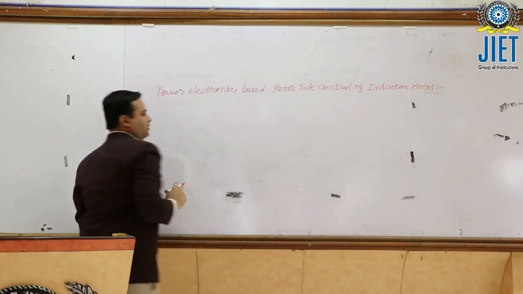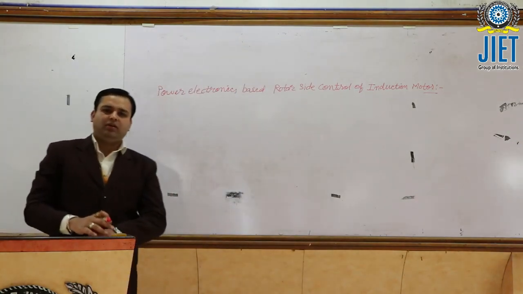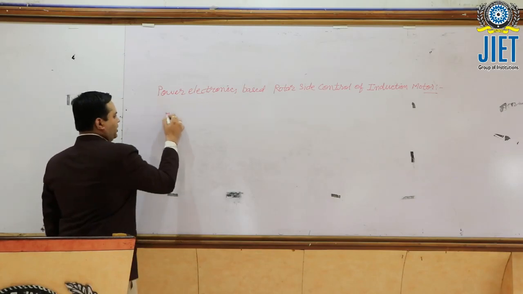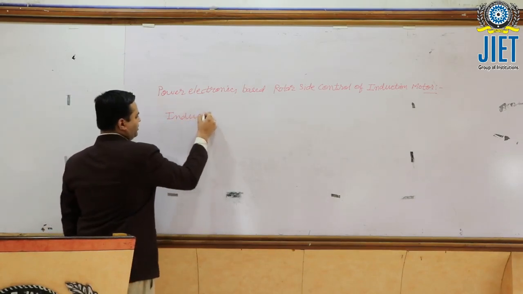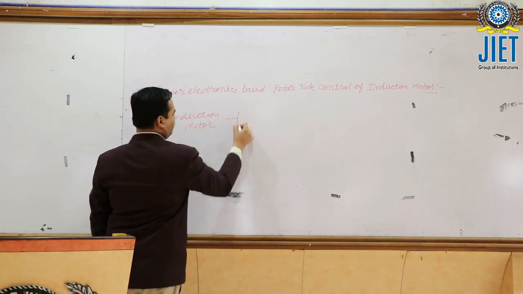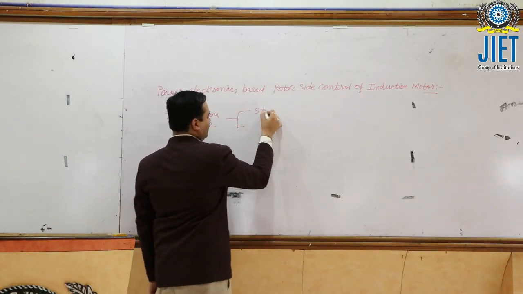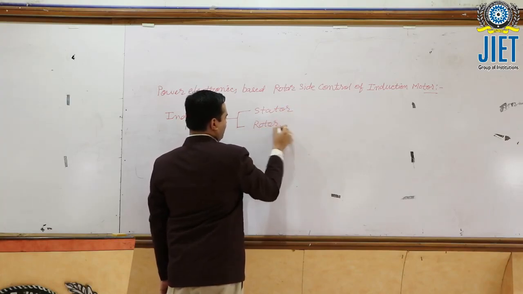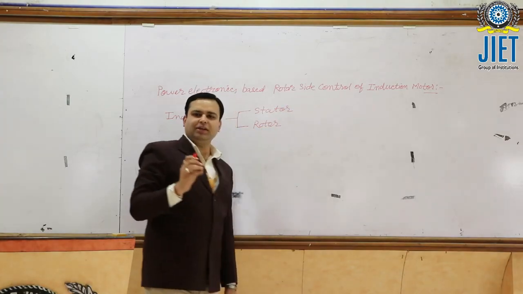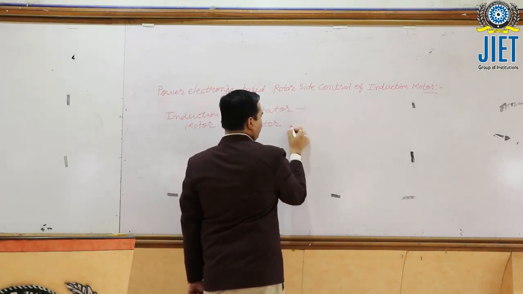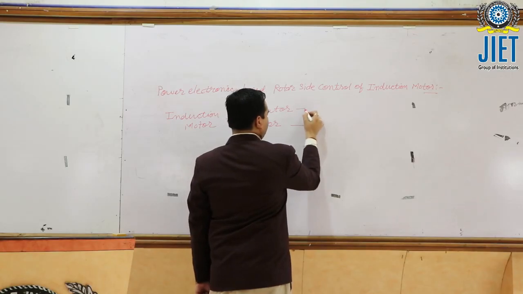First we will discuss the two kinds of controlling that we use in the induction motor. The induction motor has two parts basically. The first one is the stator and the second one is the rotor. These are the basic fundamental parts of an induction motor. Now we can control the speed of an induction motor by these two methods.